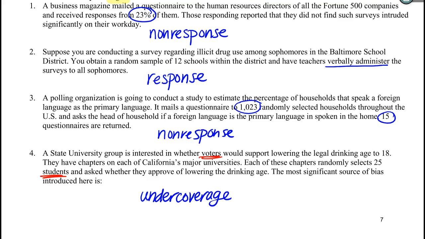Again, I'll have students say, well, the students are going to be more likely to say yes. And yes, that's true. It's not a response bias, though. They're responding as they would. It's more an issue that we've left out this giant part of the population that would probably respond in the negative.